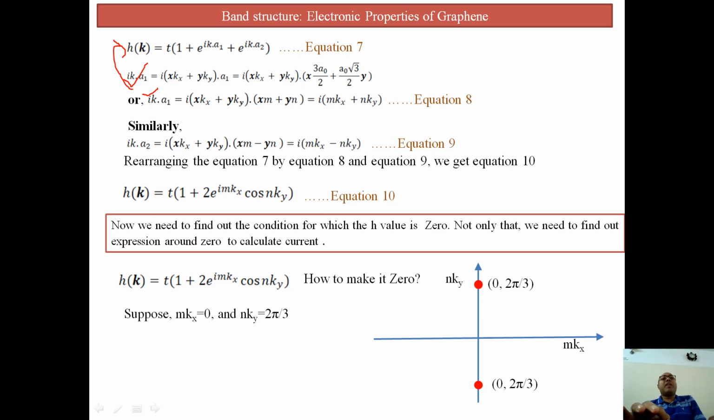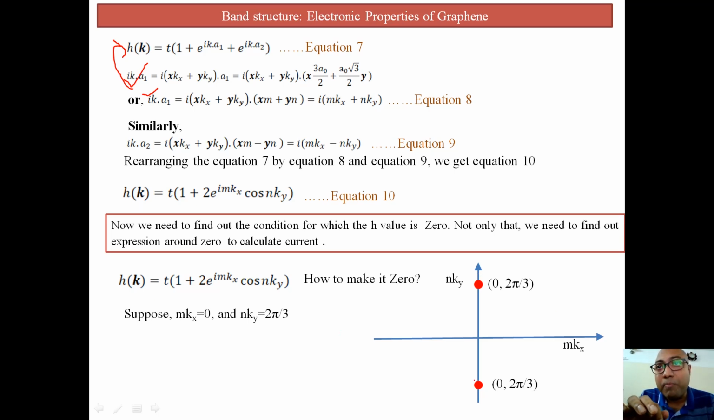Now, as I told you, we need to find the values for which Hk is equal to 0. As I told you, Hk equal to 0 means the energy states are very close to my K values, the chemical potential or Fermi level, very close to that. Now how to do that part?